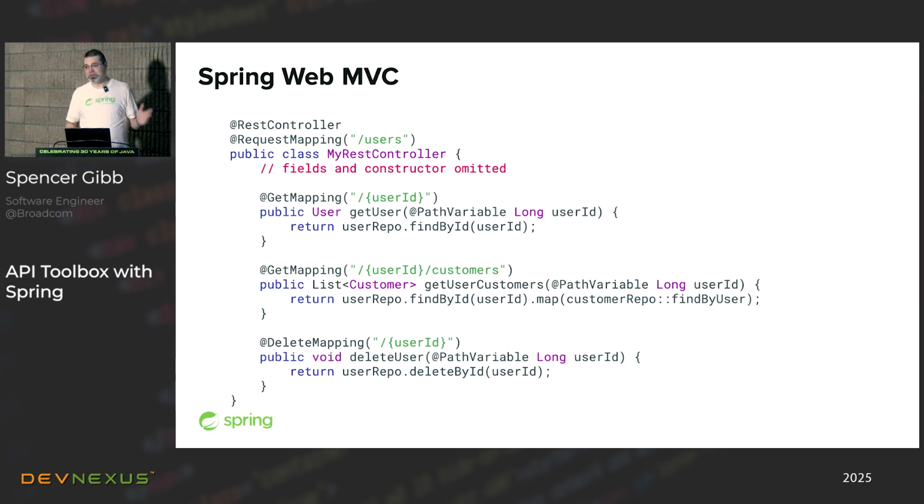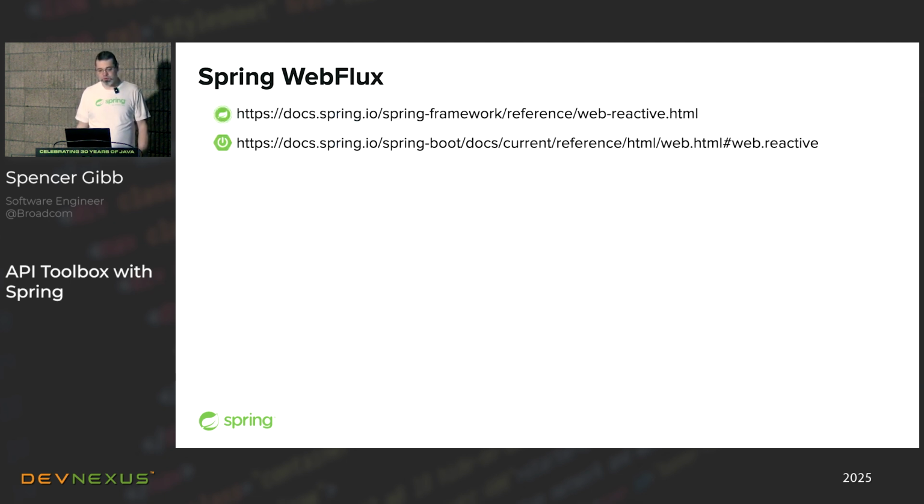So this is pretty familiar to folks, right? Simple REST interface at /users, and then each one of these handles a different operation based on those users. So fairly standard. This is the most straightforward thing we can do in Spring to deliver an API to our customers.